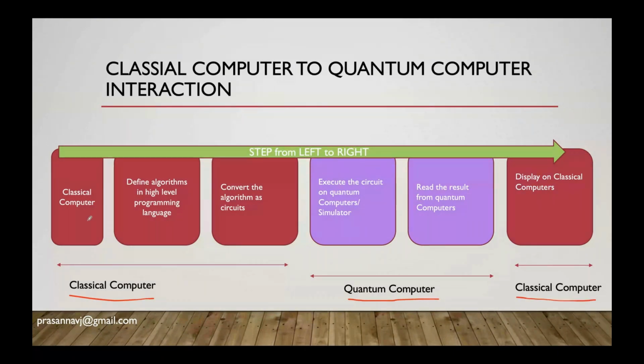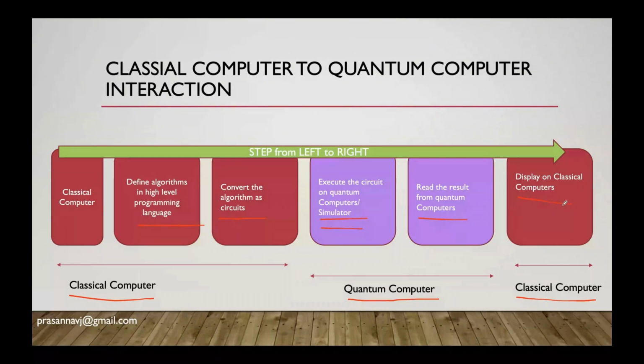In classical computers, you can define the algorithm and convert it to a circuit, and from the circuit you send it to the quantum computer for execution. You can send it to a quantum computer, or you can send it to a simulator for execution. Once that is done, you need to read the result from the quantum computer, and the results are transferred to your classical computer for providing the response.